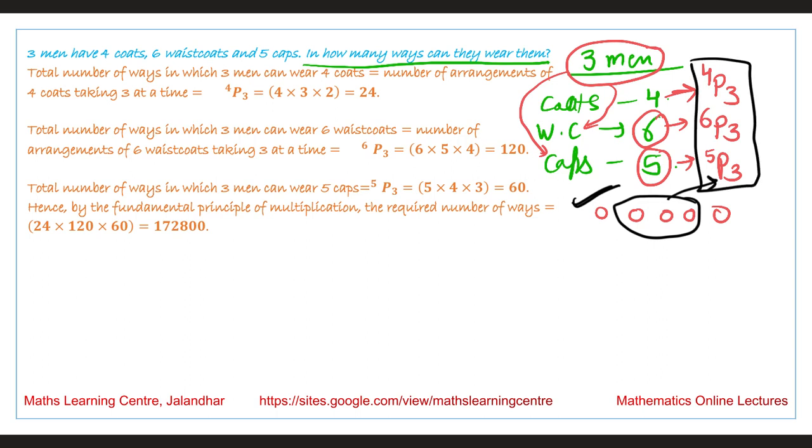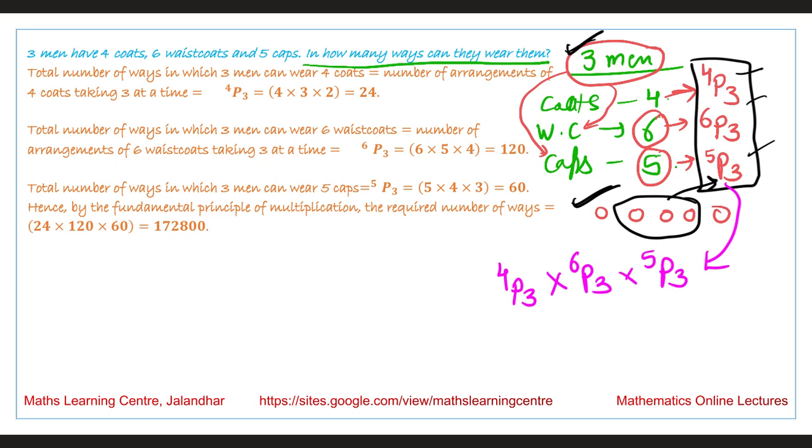Individually. Now any of these three can be out of these permutations. We are saying out of these objects that we have chosen. So by the multiplication principle of combinatorics, the total number of ways is 4P3 into 6P3 into 5P3.